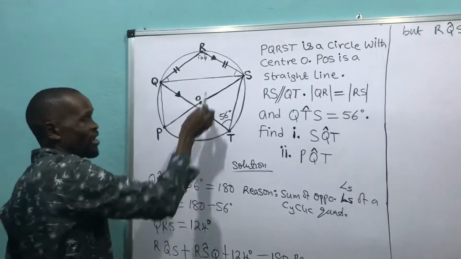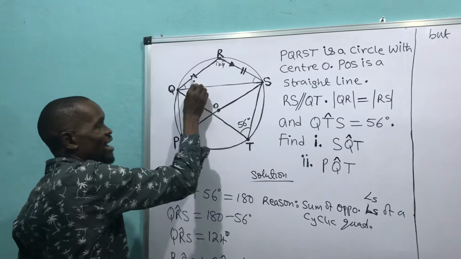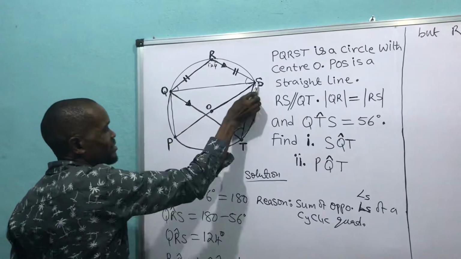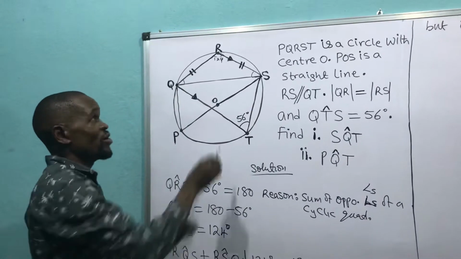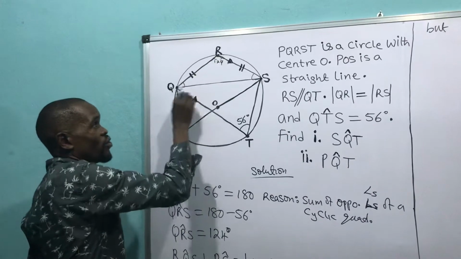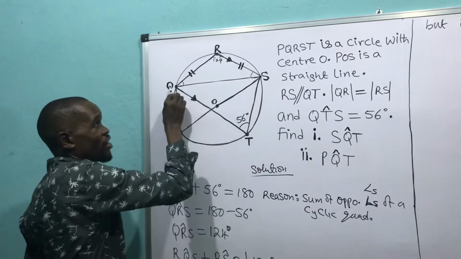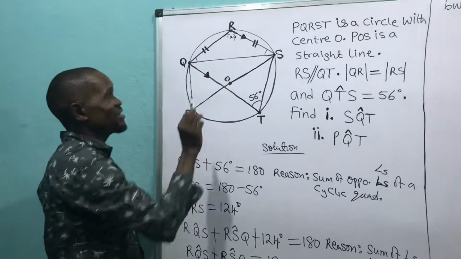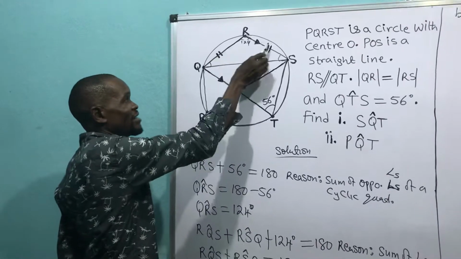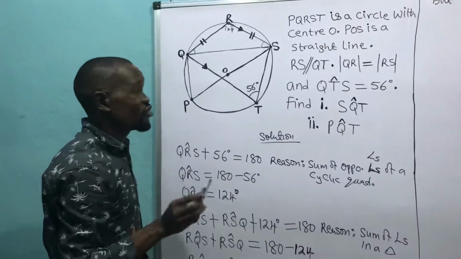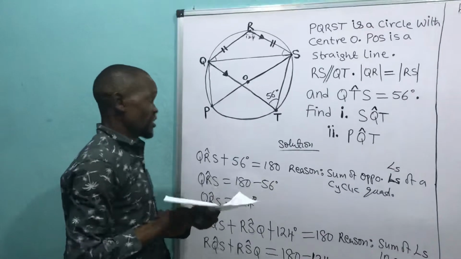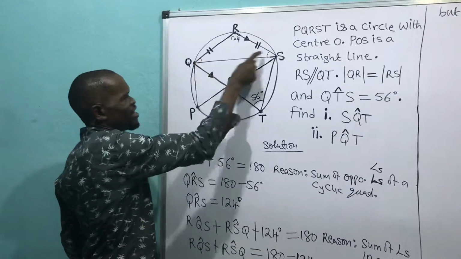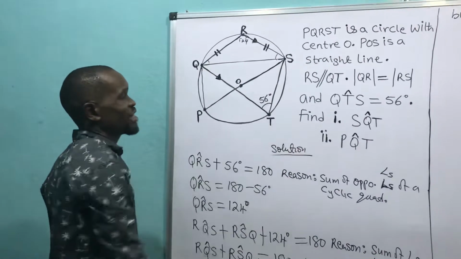What made me say it is an isosceles triangle? This line and this line are equal, meaning that this triangle RQX is an isosceles triangle. What made me know that it's an isosceles triangle is that this line and this line are equal. Two sides of an isosceles triangle are equal. Therefore, this is an isosceles triangle. And the base angles of an isosceles triangle, that's this angle and this angle, are equal.